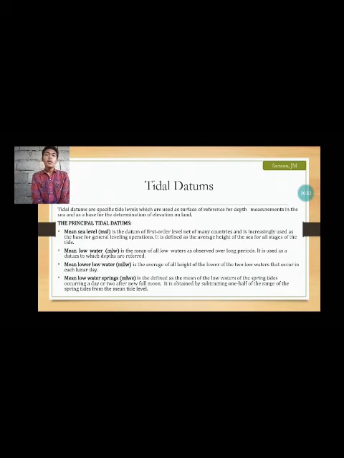The third one, mean lower low water, is the average of all heights of the lower of the two low waters that occur in each lunar day. The fourth, mean low water springs, or the MLWS, is defined as the mean of the low water of the spring tides occurring a day or two after new or full moon. It is obtained by subtracting one half of the range of the spring tides from the mean tide level.